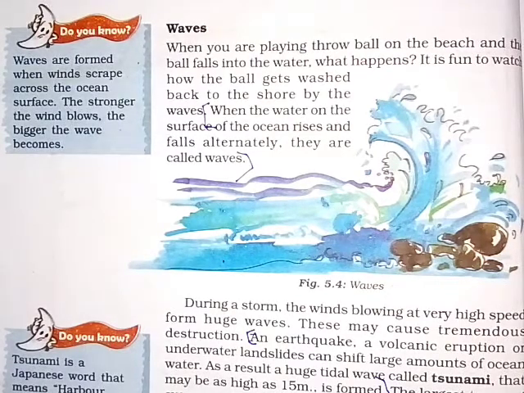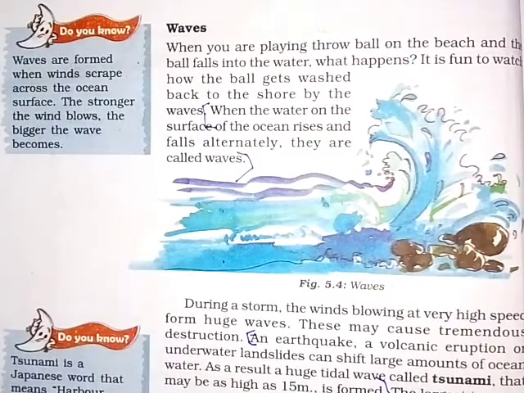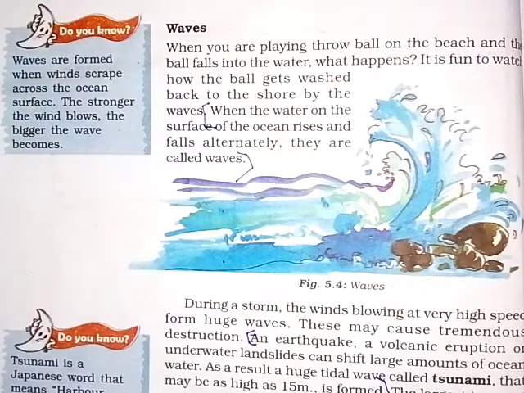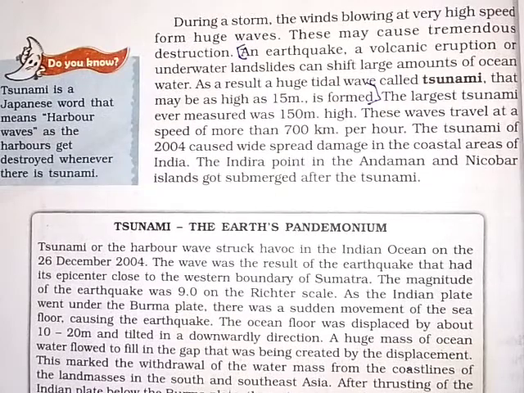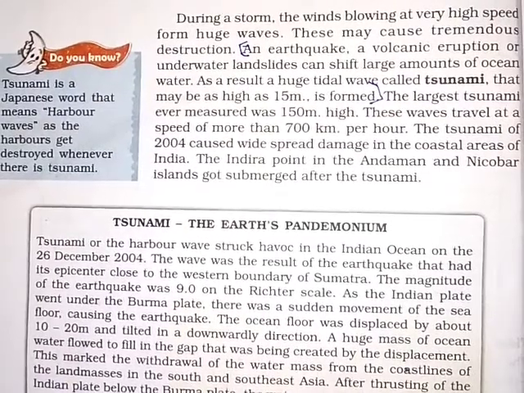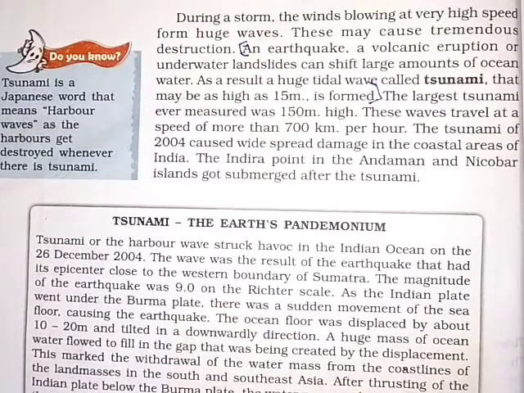When the water on the surface of the ocean rises and falls alternately, they are called waves. Friends, do you know waves are formed when winds scrape across the ocean surface? The stronger the wind blows, the bigger the wave becomes. During a storm, the winds blowing at very high speed form huge waves.